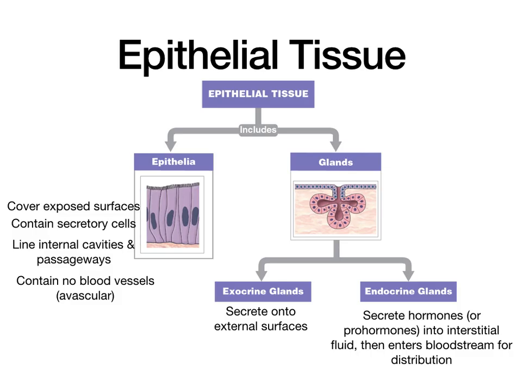So first we're going to start with the epithelial tissue. So epithelial tissue, like we saw before when we listed the different types of epithelial tissue, it has epithelia and it also has glands. So the epithelia covers exposed surfaces. It contains secretory cells. It lines the internal cavity and passageways, but it contains no blood vessels. It is avascular. There's no blood supply in our epithelial tissue. There's ways that we get blood to it, which we'll talk about a little bit later, but there are no blood vessels in our epithelial tissue.